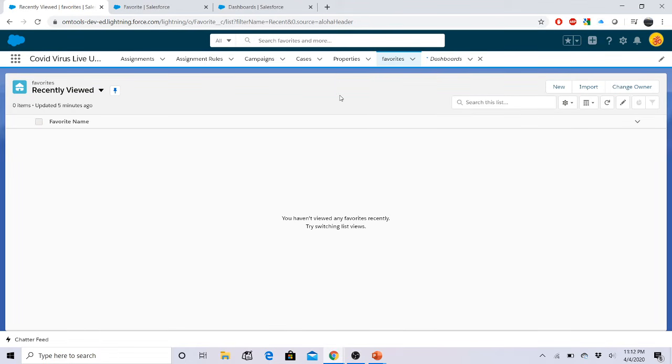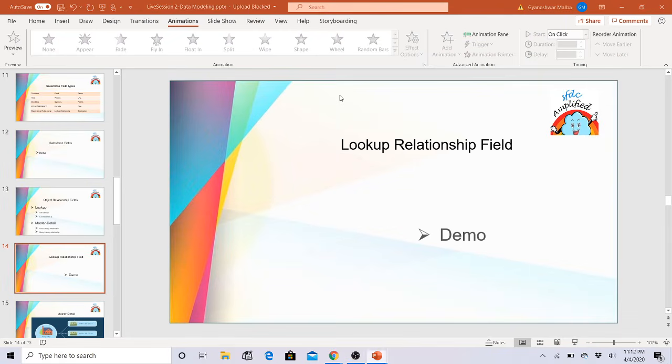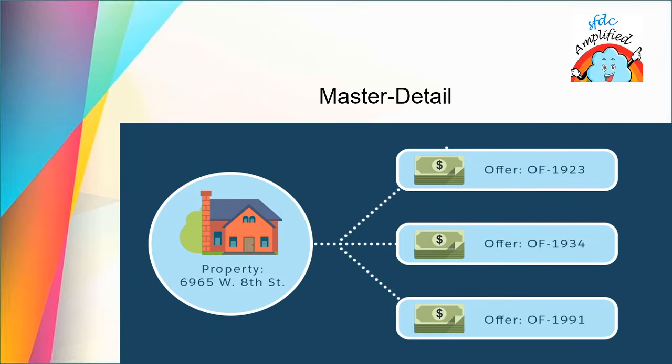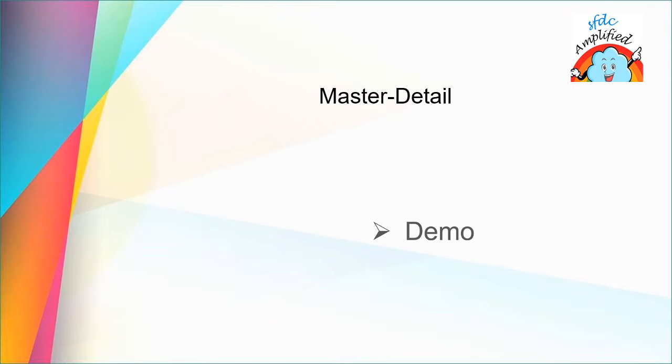So next thing I'll show you guys, I just wanted to show you a view. Let's say we have a property object, and we might have many records. So it's a one-to-many relationship in the master detail. We have one record which is related to three different records or many records. So this is one type of relationship under the master detail relationship.